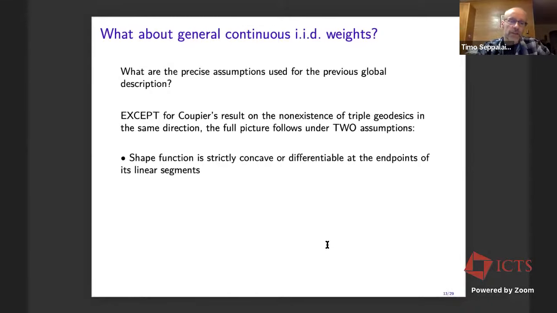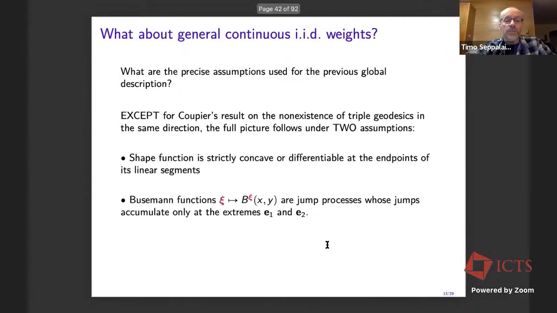We use one hypothesis about the shape function, namely either assume that it's strictly concave, or if you want to allow flat spots, then assume that the endpoints of the flat segments are points of differentiability. And then we assume that the Busemann functions are these jump processes. Under those two hypotheses, we get that whole picture of the geometry of the geodesics, except the restriction to just two coalescing families. We can't rule out the third one because we don't have Coupier's result in the general case.